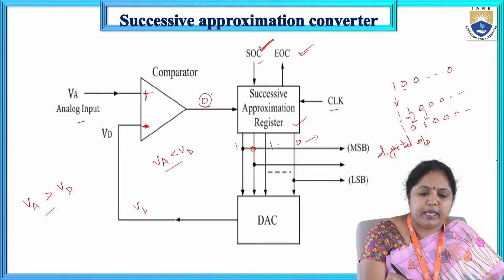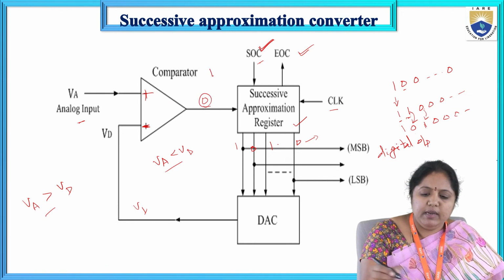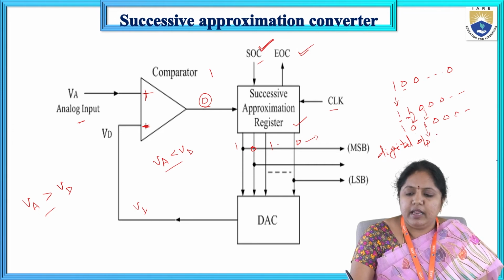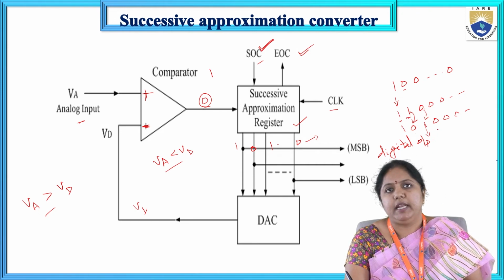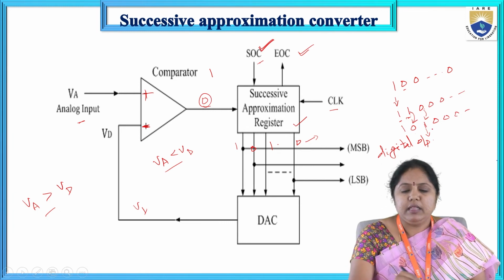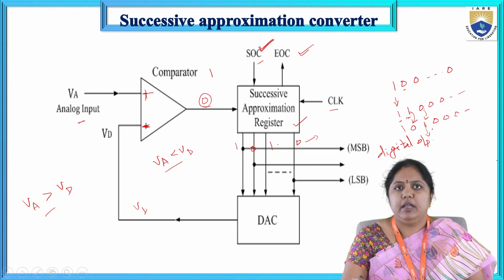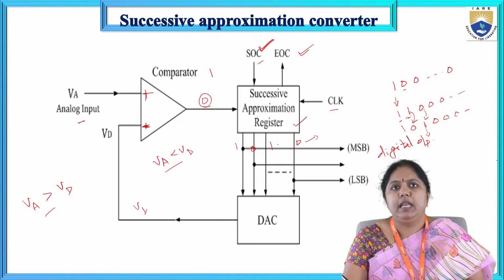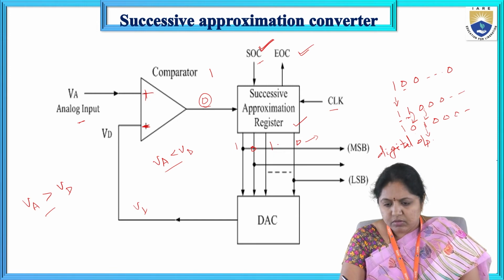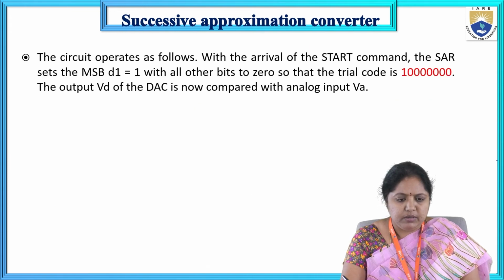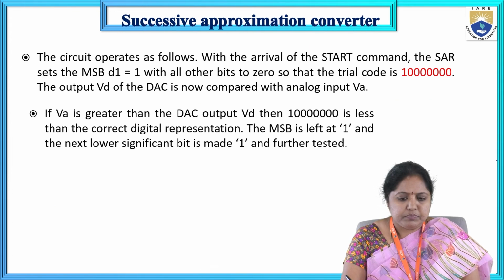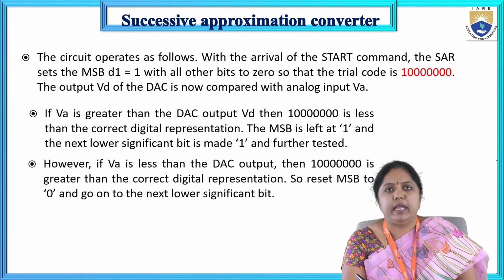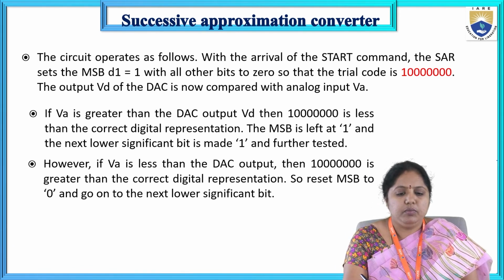Based on the comparison, if the value equals 1, the concerned bit value is kept as 1, and the next lower bit is made 1. Like this, the entire process is done. Completely this is the trial and error process, right? Whatever I have described, the same thing has been mentioned here also.